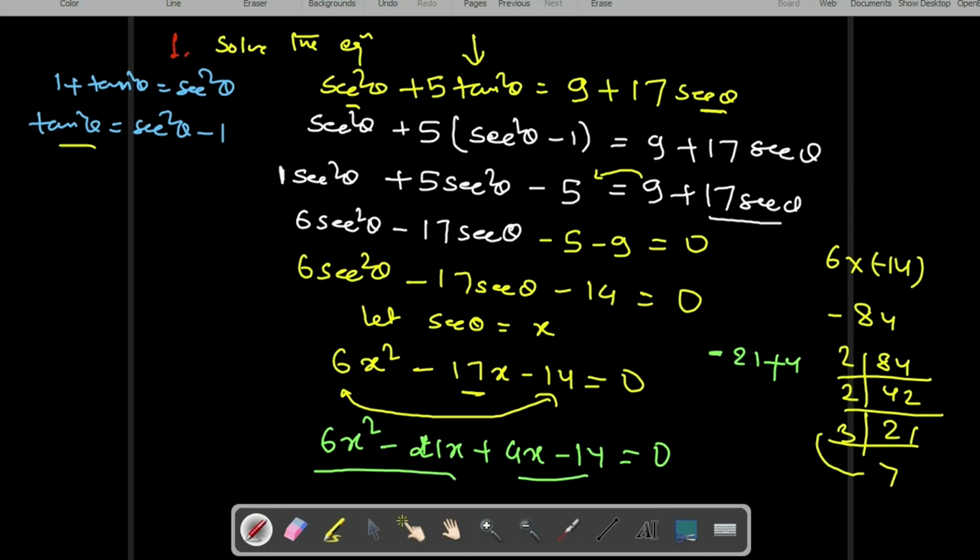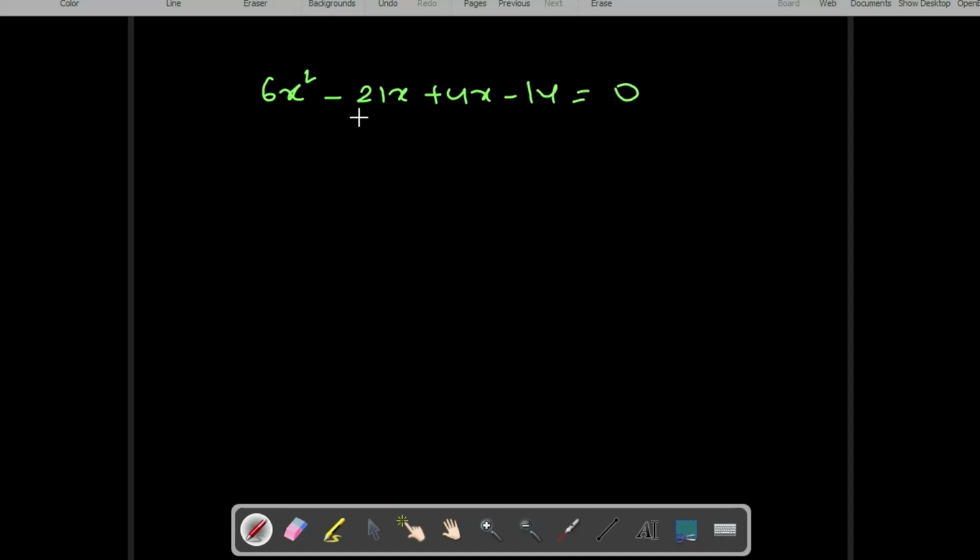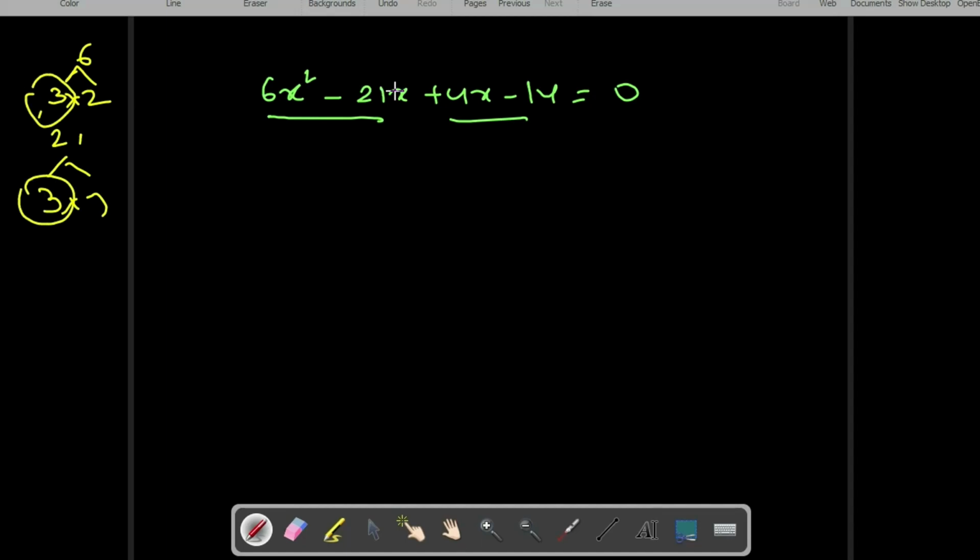Now perform grouping. So now we have to do grouping: 6x square minus 21. I'm rewriting this equation again just for reference, minus 14 is equal to 0. Grouping this and this, this and this. So what is common here? 6 and 21. 3 is common, right? 6 is going to be 3 into 2 and 21 is going to be 3 into 7. So 3 is going to be common and x is going to be common. So 3x is going to be common.